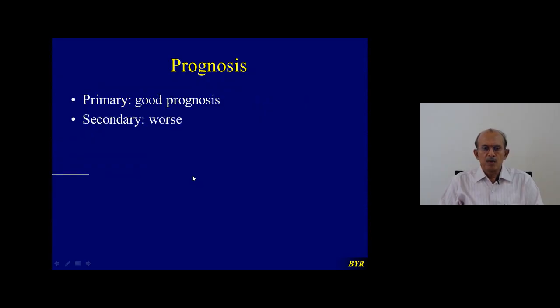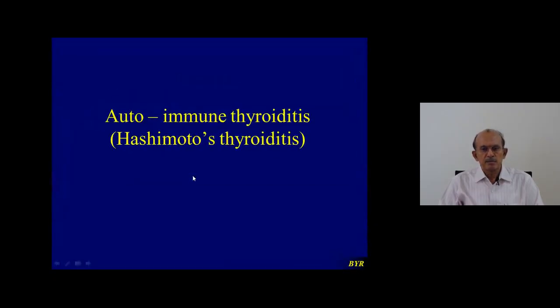Prognosis: primary, good prognosis; secondary, worse. So if it is a part of a generalized lymphomatous process where the thyroid also is involved, it is a stage 4 disease. So the prognosis will be bad. So that is about the neoplasms of the thyroid gland.